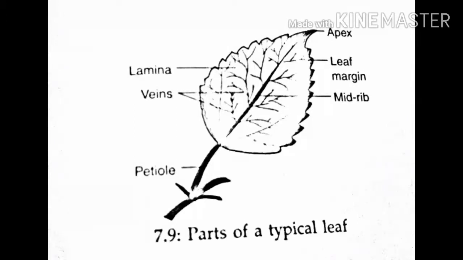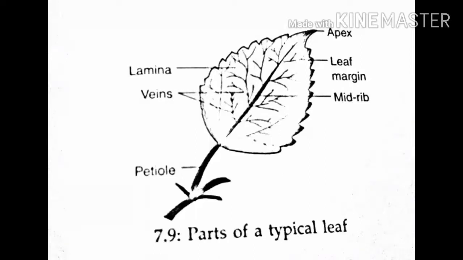Next one, petiole. The leaf blade is attached to the stem by the short stalk called petiole. Next one, midrib. The thick vein in the middle of the leaf is called midrib. Next one, veins. The midrib branches out to form a network of veins.